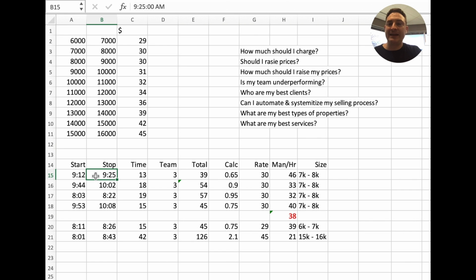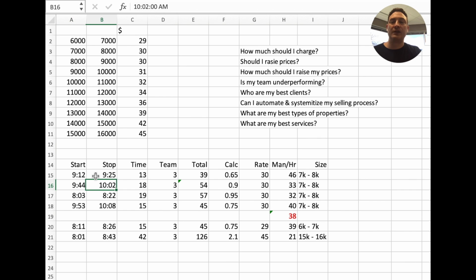So let's look at the data. Let's imagine that we accumulated just a small amount of data. Here are 4 records, 4 data points. These are 4 different jobs. This job started at 9:12 a.m., ended at 9:25. There was 13 minutes of physical time on the property.